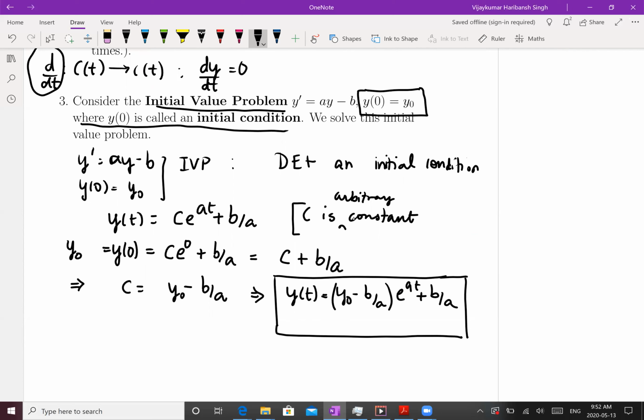So this is not an arbitrary constant. Now this is fixed. You know what y0 is, it is already given to you, and you have b/a, so this is the solution to your differential equation.